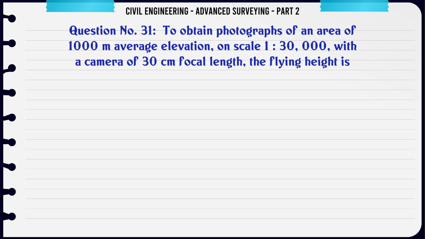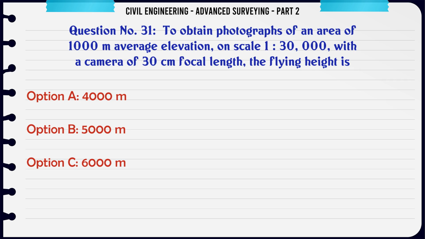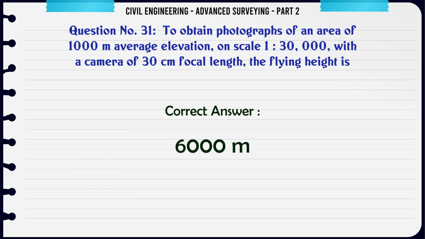To obtain photographs of an area of 1000 m average elevation on scale 1:30,000 with a camera of 30 cm focal length, the flying height is A. 4000 m, B. 5000 m, C. 6000 m, D. 7000 m. The correct answer is 6000 m.